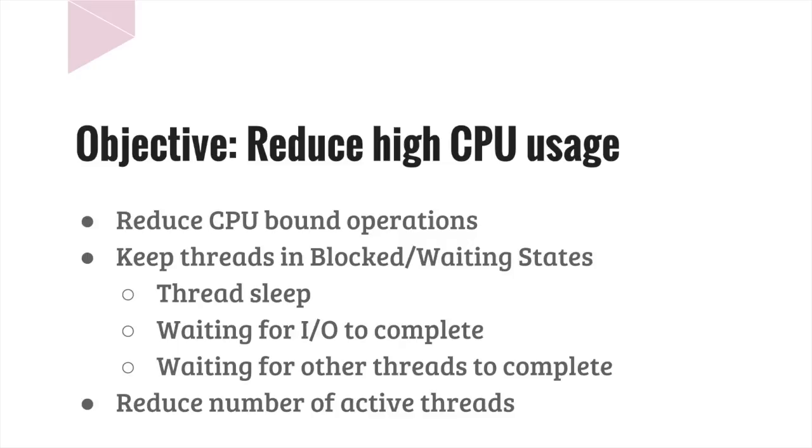You can also reduce the number of active threads. If you have multiple threads running, it will naturally use more CPU because each thread has to be scheduled on a core. And if you have more threads than there are cores, then the CPU is going to be busier trying to process those requests.